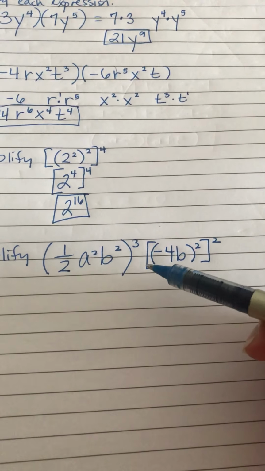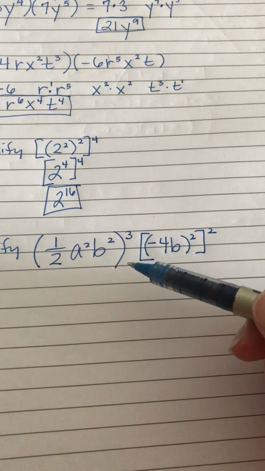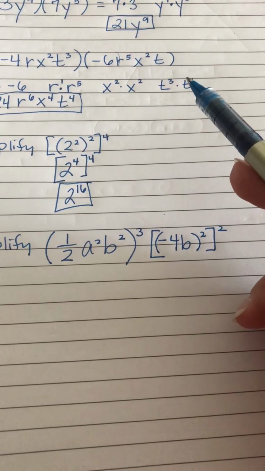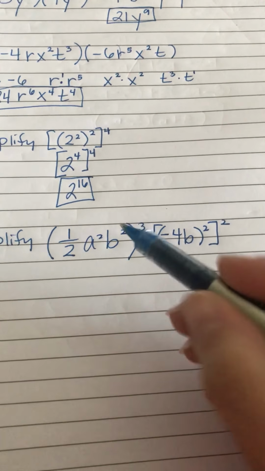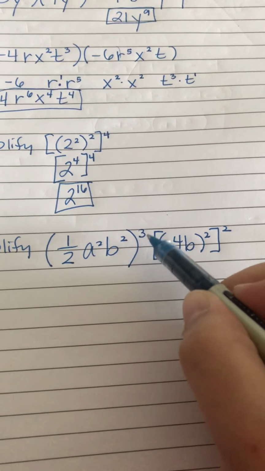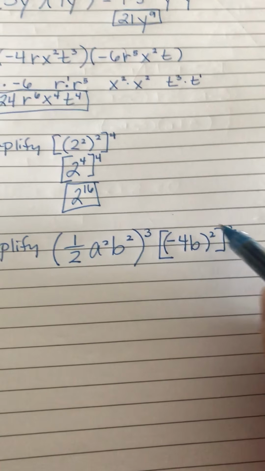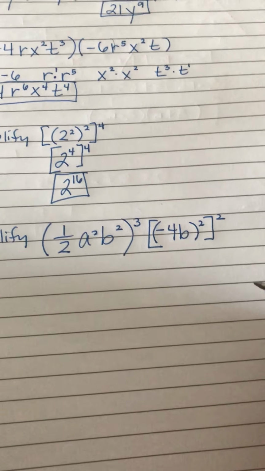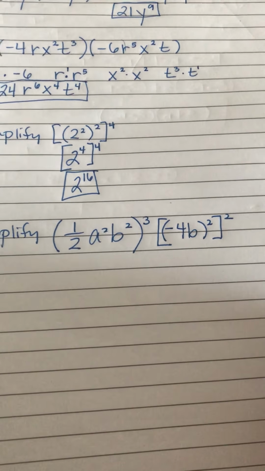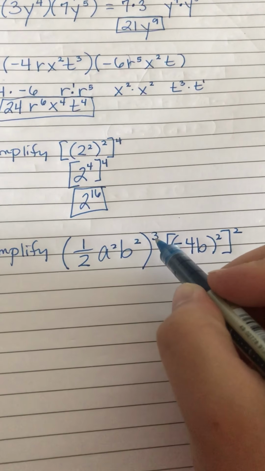Okay. On this one, we're combining the two rules. The first rule is adding, the second rule is multiplying. This one has a combination of the two. So first, we have to do the multiplying ones. We have to get rid of this 3, and we have to get rid of this 2. We can't do any adding exponents until we can get rid of these two.